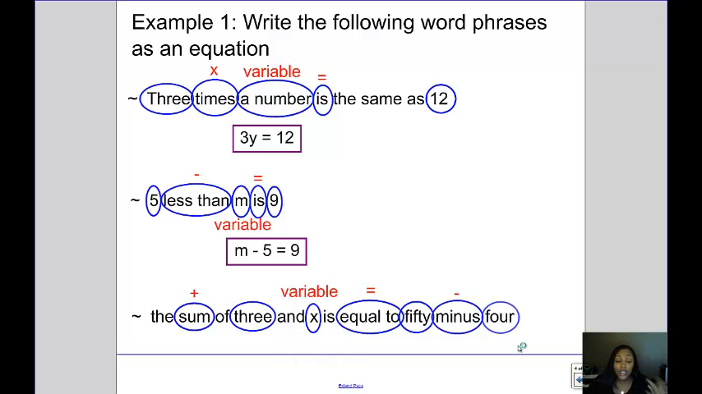So we have the sum, addition. The answer of the addition problem of 3 and x equals 50 minus 4. I know one side of the equation is going to be an addition, and the other side will have to be a subtraction. And I know it's going to be the sum of 3 and x. That means 3 and x are being added together, and it's equal to 50 minus 4. So my equation would be 3 plus x equals 50 minus 4.